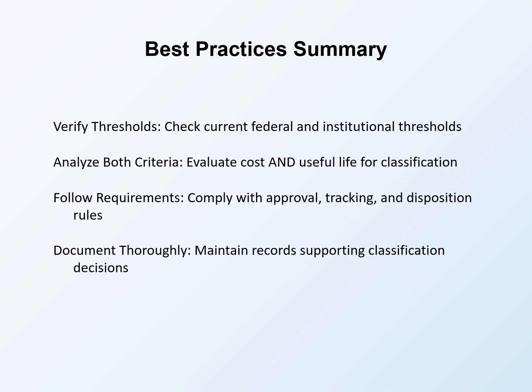Follow applicable requirements based on classification. Equipment has prior approval, tracking, and disposition requirements that supplies do not have. Once you classify an item, comply with all requirements for that classification. Document thoroughly to support classification decisions and demonstrate compliance. Keep records showing why items were classified as equipment or supplies. Maintain equipment inventories and disposition records. Documentation protects you during audits and reviews.